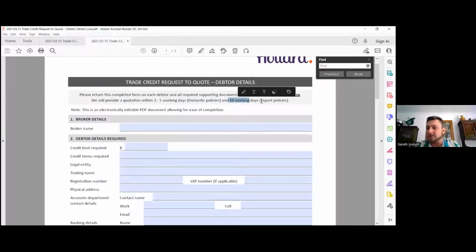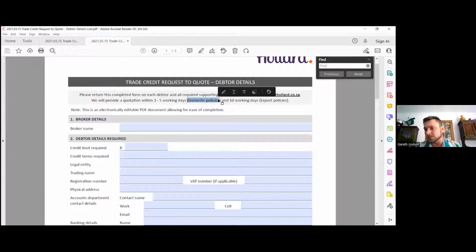And 10 working days for an export policy. Okay, domestic policy means that the buyer is based in the same country as the policyholder, right? So your client is South African and they're selling to other South African clients. Okay, does that make sense? Right? South African seller, South African buyer.